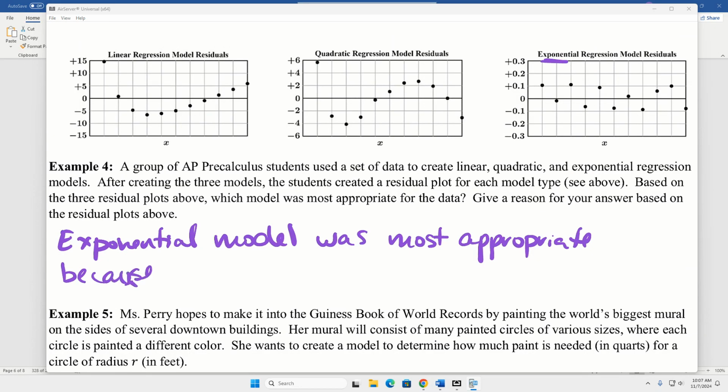And the reason, if you're using residuals, the only reason that you can say that whatever is most appropriate is you would say the residuals show no pattern. Or if you want to give a reason why something is not appropriate, you would say the residuals show a pattern, a clear pattern.